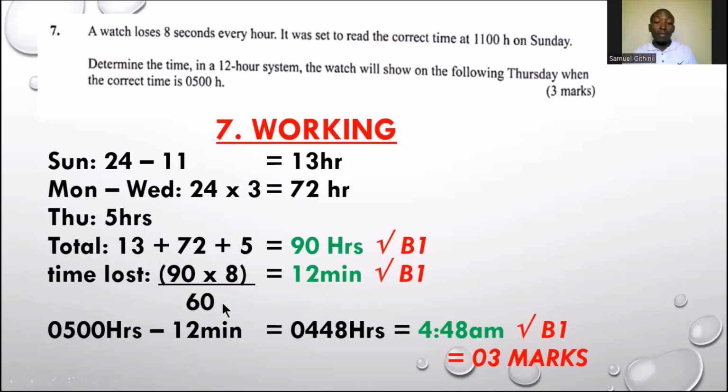Okay, the correct timing is 0500 hours. So the clock will have lost 12 minutes. You subtract 12 minutes, you get 0448 hours, which can be converted to the 12-hour clock system to be 4:48 a.m., very early in the morning. That is it. That's question 7. Follow just what I've done, my student.